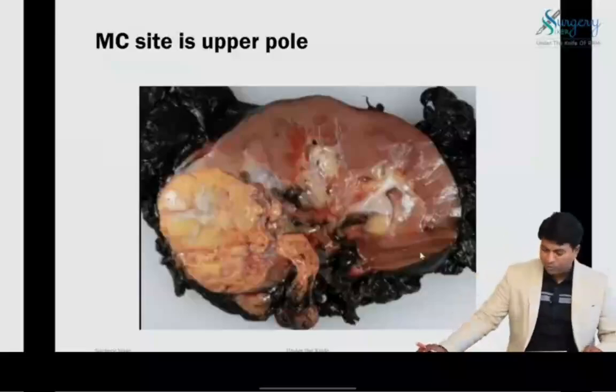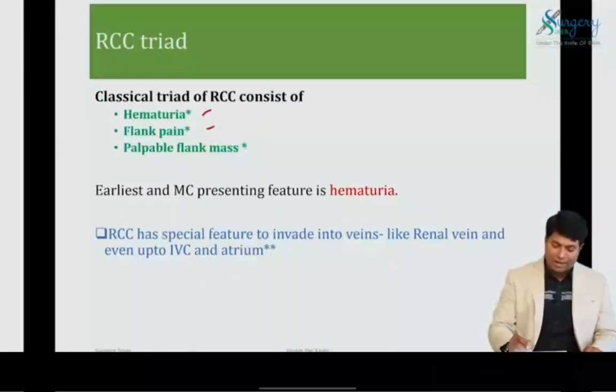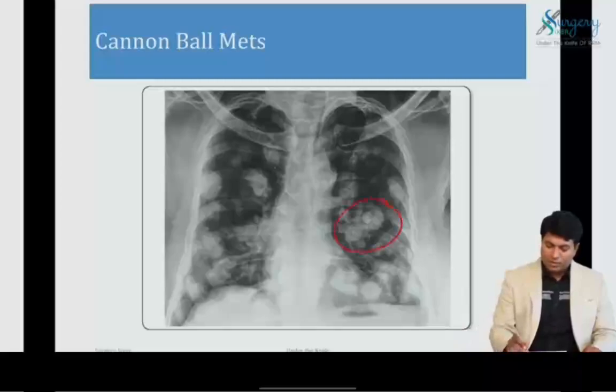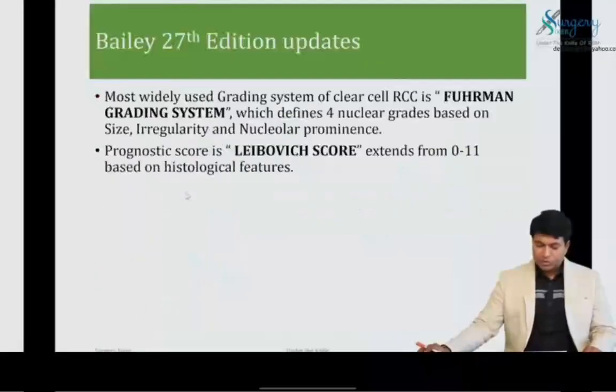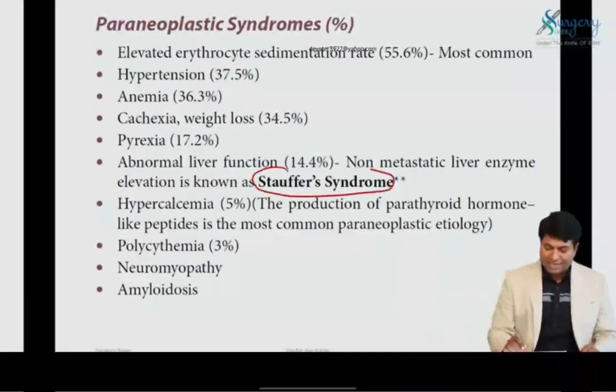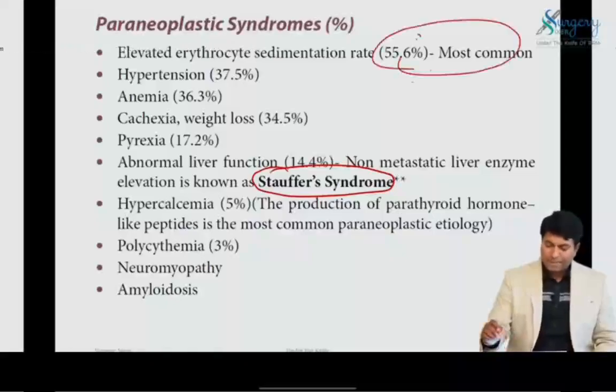So this is a typical RCC in the upper pole of the kidney. The classical triad is hematuria, flank pain, flank mass. And these are the typical cannonball mets you see in the lungs. So what are the scoring systems I told you? What is Stauffer syndrome? Non-metastatic liver enzyme elevation is Stauffer syndrome. The most common paraneoplastic syndrome is increased ESR.